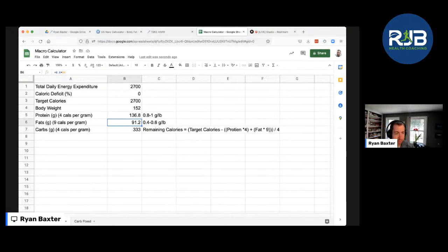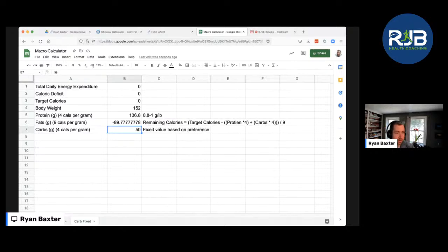And then carbs are just whatever is remaining calories. So in this case, I need to make up the difference between my protein and my fat calories. Protein is 4 calories per gram, and fat is 9. You can see this calculation here is just remaining calories equals target calories minus protein times 4 plus fat times 9, and divide that by 4, and that gives you the remaining grams of carbs you need to eat. So in this case, it would be 333 grams of carbs.